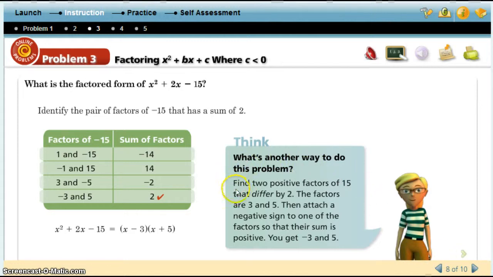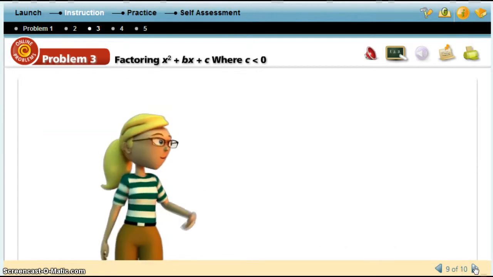Now, the reason why they're suggesting another way to do this is because listing the factors of a negative number could potentially get very lengthy, depending on what the number is. So if you start just trying to use your multiplication facts and think of numbers that are very close together, within 2 of each other, so it differs by 2, like 3 and 5 do, then you can figure out which one should be negative and which one should be positive so that when I add, I get a positive solution. So this is just trying to give you a faster way to solve this rather than writing out the table.